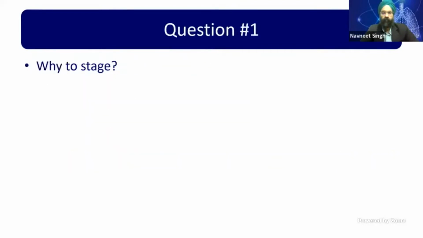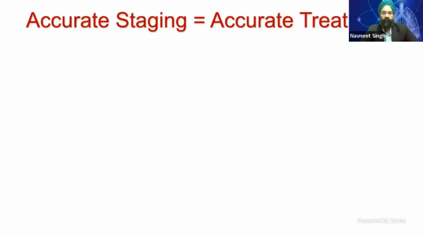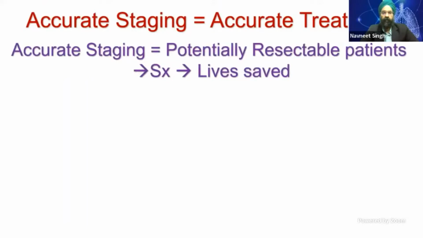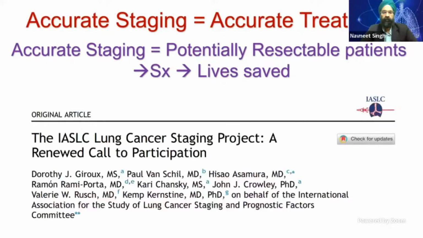So the first question is why to stage. The simple answer is because accurate staging implies accurate treatment, and accurate staging in this context also means identifying more potentially resectable cases in which surgical resection can be done, and therefore this curative intent treatment saves lives. And that is why the IASLC lung cancer staging project is ongoing.